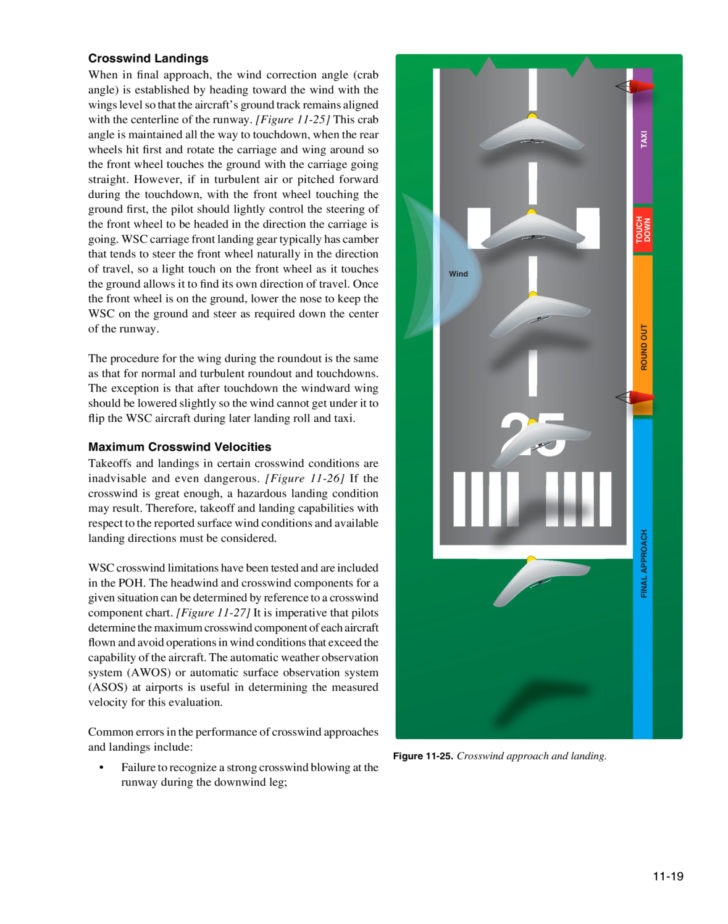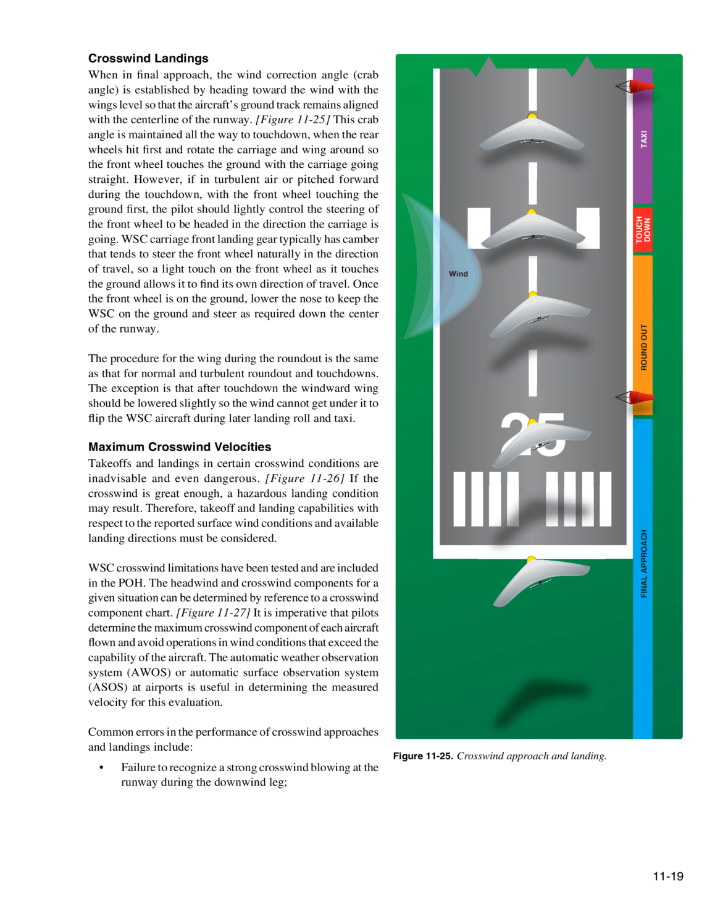Crosswind landings. When on approach, the wind correction angle, crab angle, is established by heading toward the wind with the wings level so that the aircraft's ground track remains aligned with the center line of the runway. Figure 1125. This crab angle is maintained all the way to touchdown, when the rear wheels hit and rotate the carriage and wing around so the front wheel touches the ground with the carriage going straight.